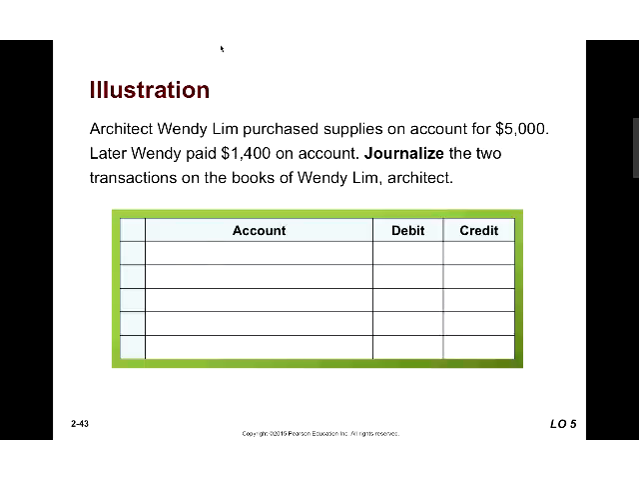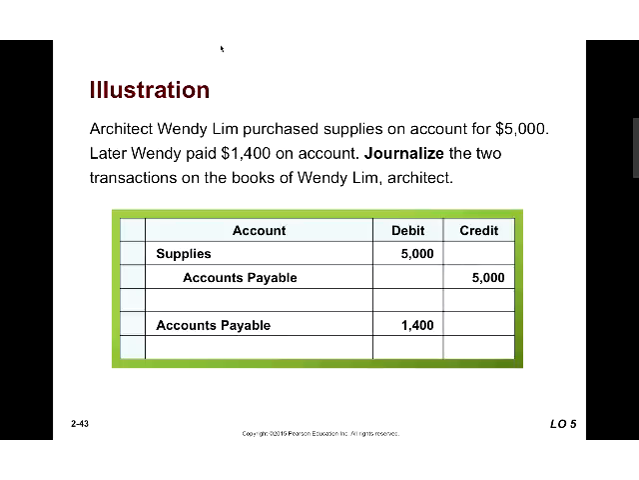So the two journal entries here, first of all, we purchase supplies on account. If we purchase supplies on account, we're increasing assets, supplies, and we're increasing liabilities, accounts payable, for the $5,000. And so our journal entry is going to debit supplies, credit accounts payable.